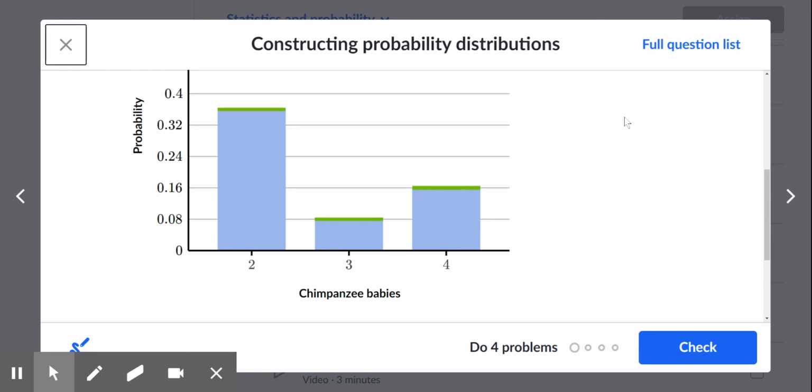So how about three babies, right? Three babies. Now you can actually calculate.